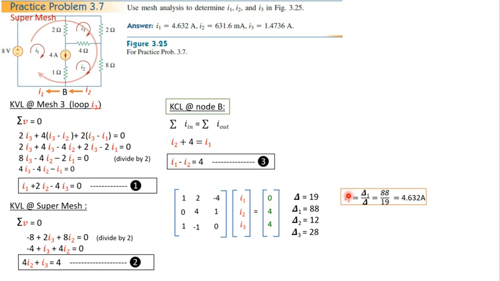Now, for each of the equations, we can get I1, which would be delta 1 over the original delta, so 88 over 19, and you get 4.632A. I2 would be delta 2 over the original delta, which would be 12 over 19, 0.632A. And then I3 would be delta 3, 28 over 19, which would be 1.474A.